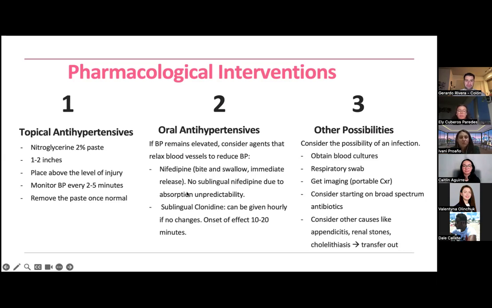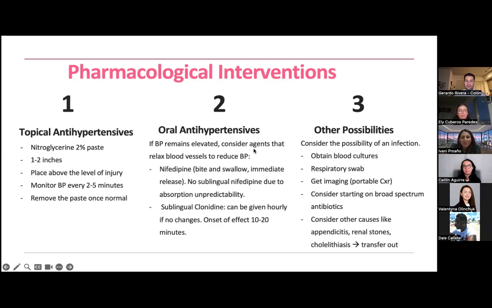So an option would be nifedipine. You can bite and swallow it as an immediate release, but try not to give sublingual nifedipine because the absorption is unpredictable. And another thing you can give is sublingual clonidine. It can be given hourly if there is no change, and you want to continue monitoring their blood pressure. You want to monitor their blood pressure continuously again.